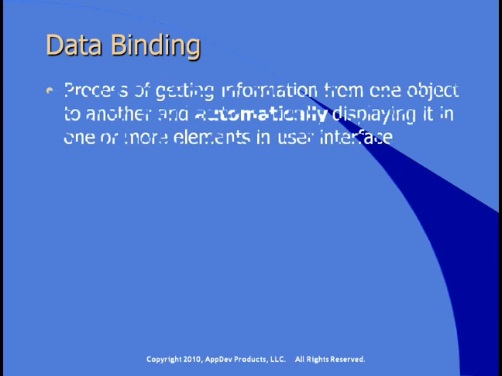So let's review what data binding is. Data binding is the process of getting information from one object to another and then automatically displaying it in one or more elements in your user interface. And the key concept here is automatically. The key benefit to data binding is that there's a link between the data source and data bound elements. So if you change information in an element, the data source is automatically updated, and if the data source changes, then the elements are automatically updated. This is inside the application.